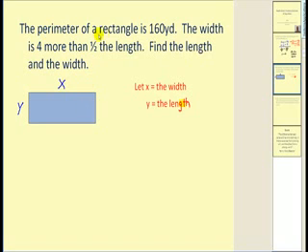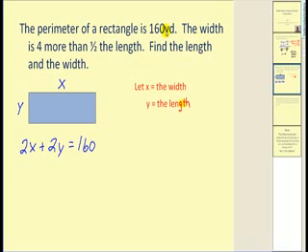So the first sentence states the perimeter is 160 yards. So remember, the perimeter is the distance around the outside. So the perimeter of this would be 2x plus 2y must equal 160.